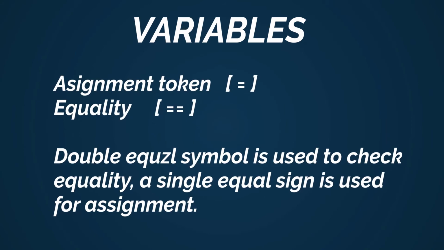Now, the assignment token should not be confused with equals to. If you want to check if two items are equal, you would use the double equals to symbol. If you want to check for equality of two items or two values or two data types, you use the double equals to, and it will check for the equality between two values. But note that the single equals to stands for assignment. Very important to take note of that.